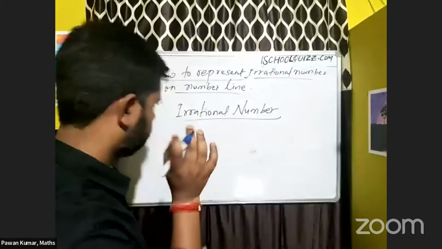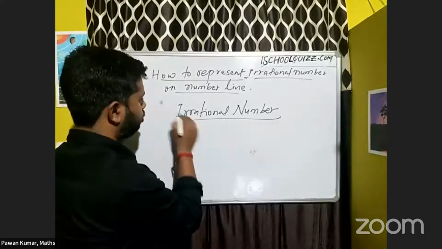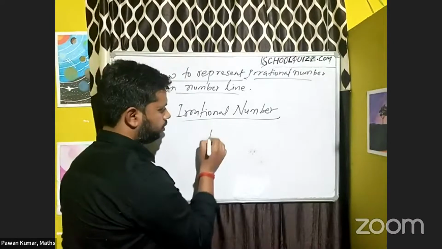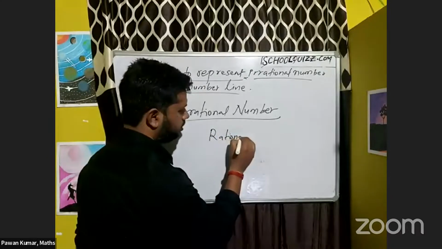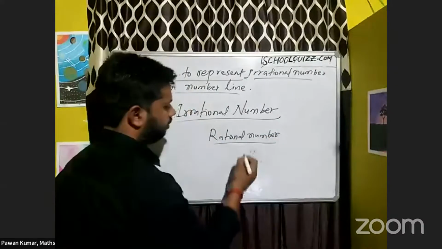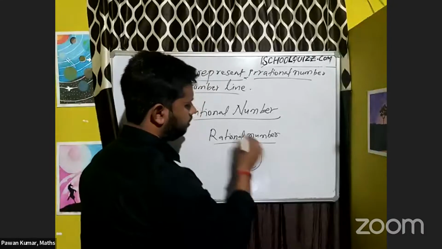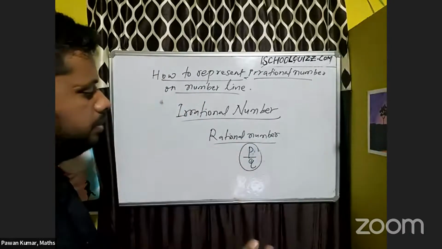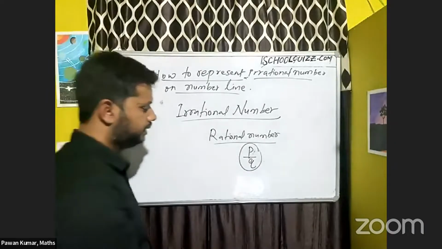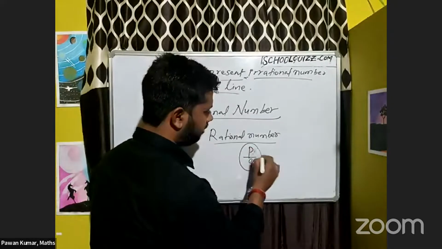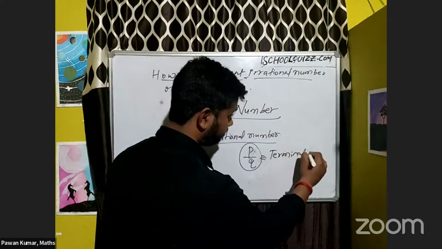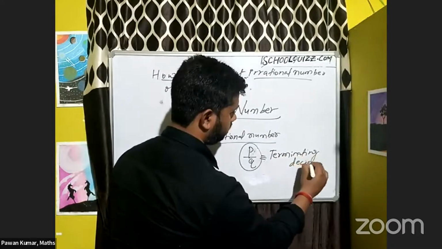So see, first of all, let's see what the irrational number is. First we need to know about the rational number. A rational number is any number that can be represented in the form p by q, where q should not be equal to 0. And if I divide such a number, I'll get a terminating decimal.